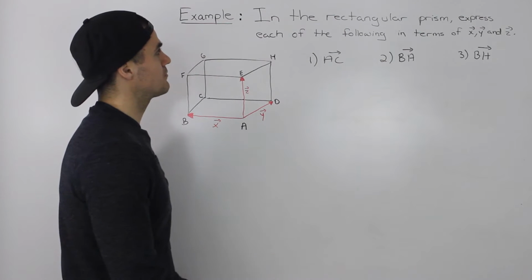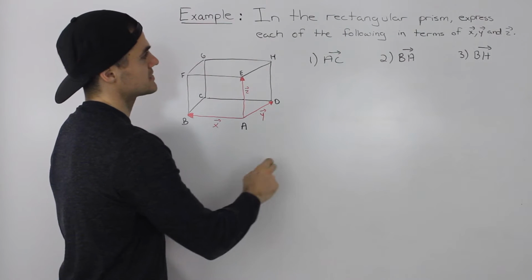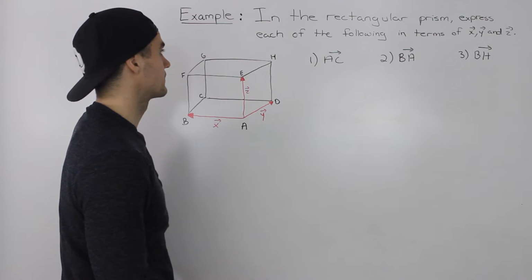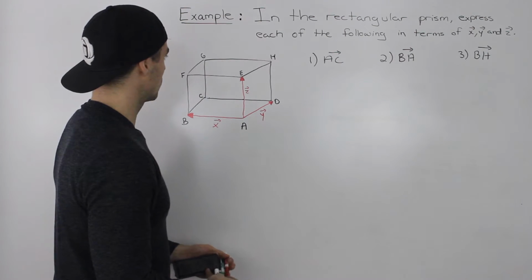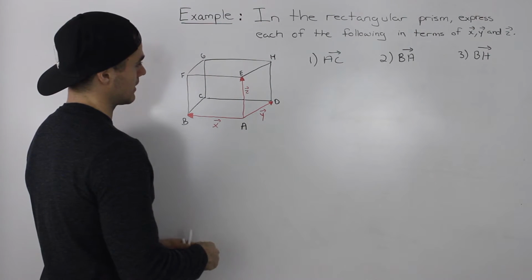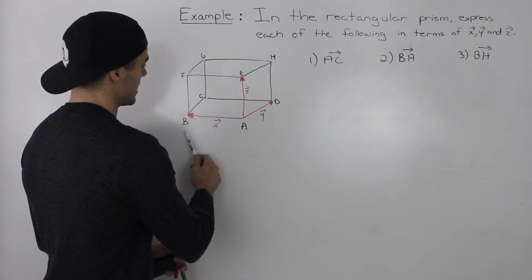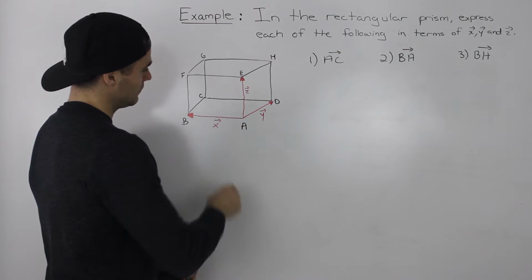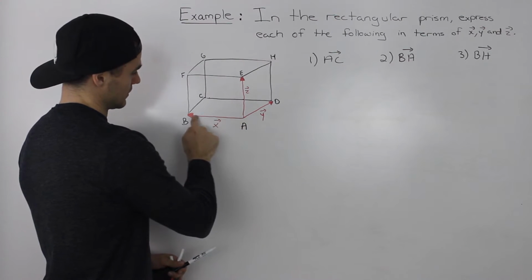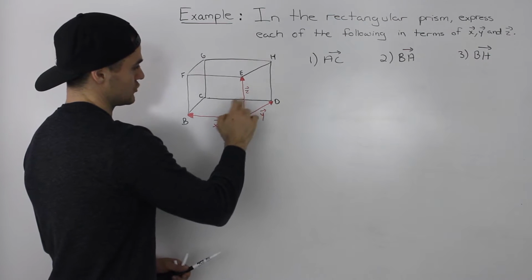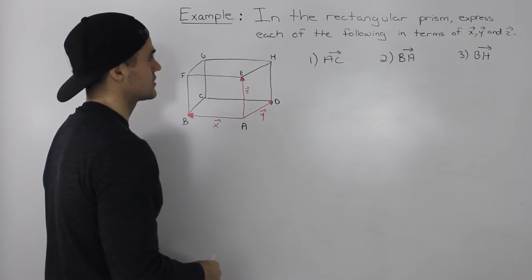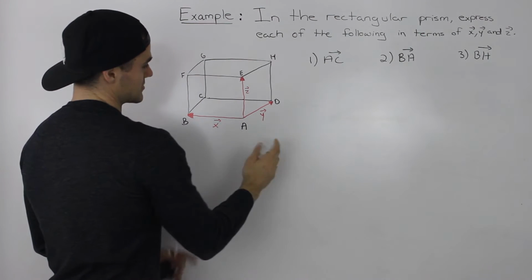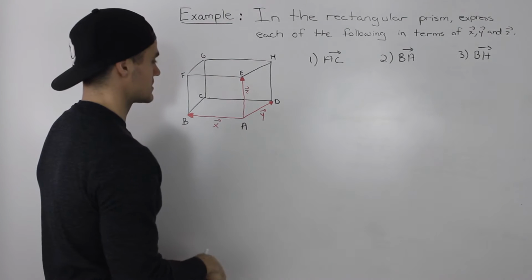So moving on to the next example, in the rectangular prism, express each of the following scenarios in terms of vectors x, y, and z. Now, we've got this rectangular prism here, and its vertices are labeled A, B, C, D, E, F, G, and H. And then we have these vectors, x, which is going this way, y, and z. I drew them in different colors so you could see them a little easier. And then we have to take each of these vectors and express them in terms of x, y, and z.